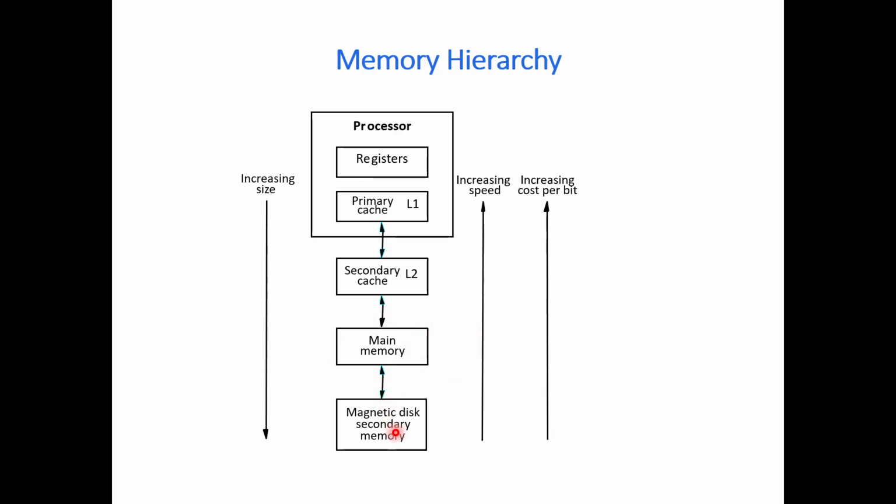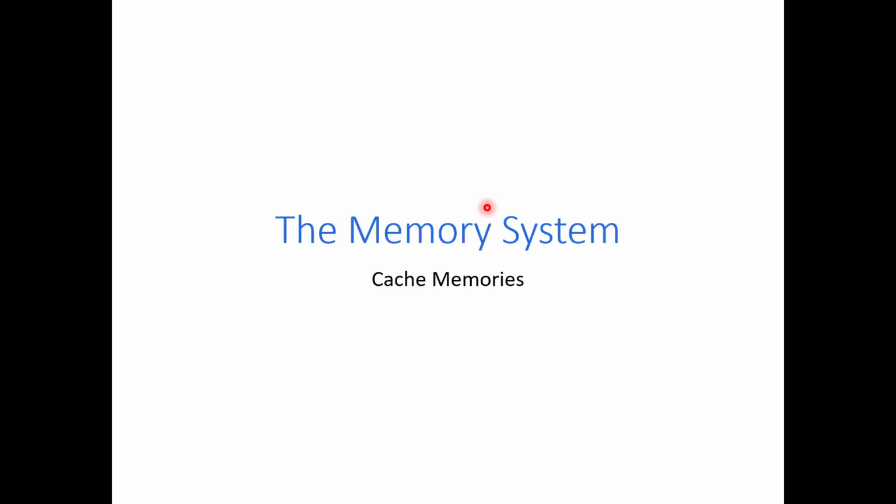Then magnetic disk or secondary memory. It's a non-volatile memory, like the hard disk. The data is stored in the secondary memory. So these are the various types of memory we have. This can be classified based on the size, speed, and cost.